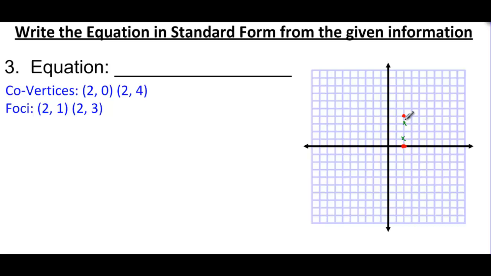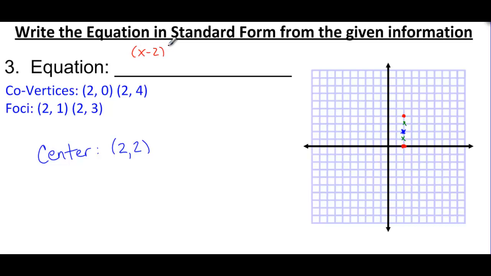So right now, since these are my covertices, I know it's going to be a little bit wider than it is up and down. So how can I use this to help me? Well, I can tell that my center is right in between these, right? Because it's going to be the average of the 2 focal points or the 2 covertices. So the center right now is going to be at (2, 2).